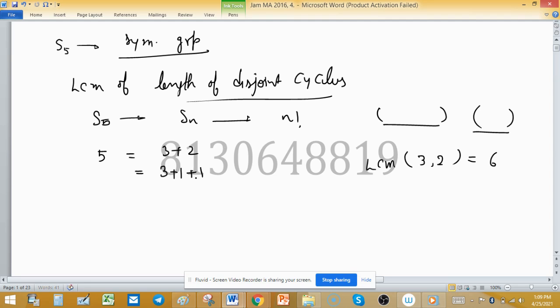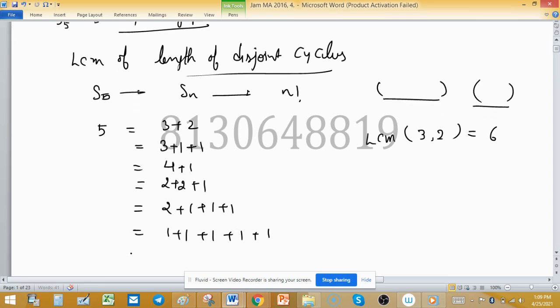Next, 3 plus 1 plus 1, 4 plus 1, 2 plus 2 plus 1, 2 plus 1 plus 1 plus 1, 1 plus 1 plus 1 plus 1 plus 1, and the last one is 5 only. So there are 7 partitions of 5: 1, 2, 3, 4, 5, 6, 7.